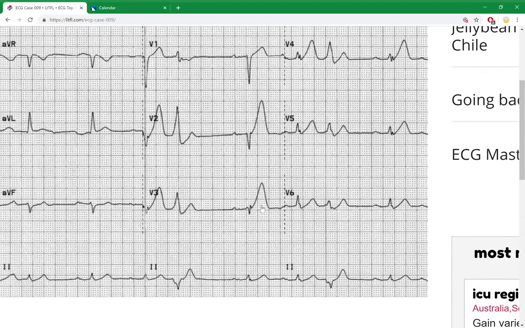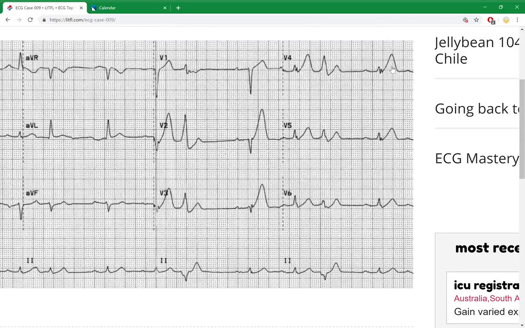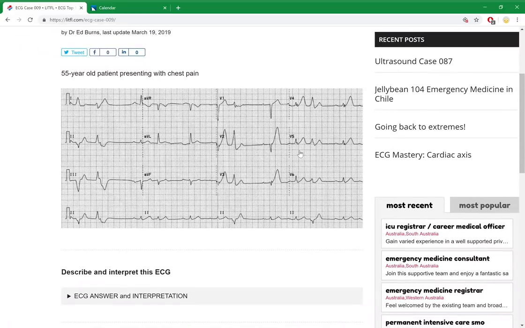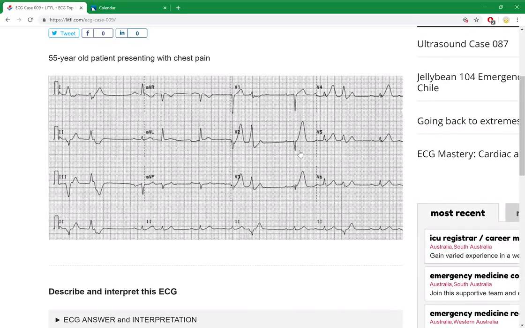So hyperacute T waves, this is one as well. Look at the size of it compared to the QRS. It's like double the size of the QRS. That's really bad. Here, it's like triple the size of the QRS. That's really bad. So hyperacute T waves are concerning for early MI.